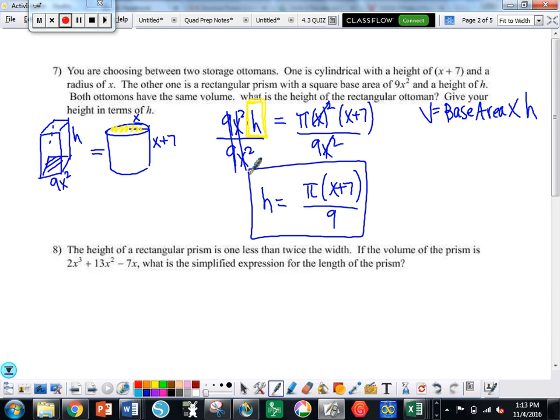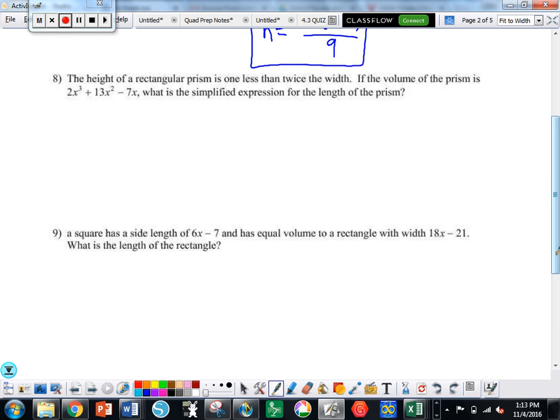Okay, let's look at the next one. Number 8. The height of the rectangular prism is 1 less than twice the width. So stop. What do you draw? A rectangular prism. Something like that. The height of the rectangular prism is 1 less than twice the width. Everything here is in terms of the width, which is x. And I don't know this one. We'll call it w or y, it doesn't matter. You cannot make these the same variable though, because we don't know how these two are related to each other.